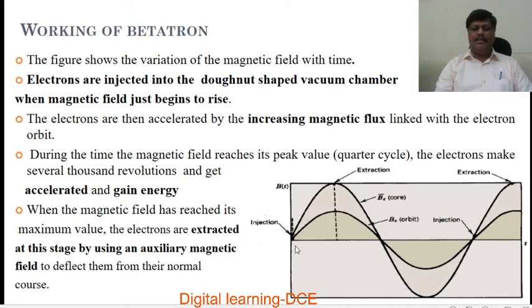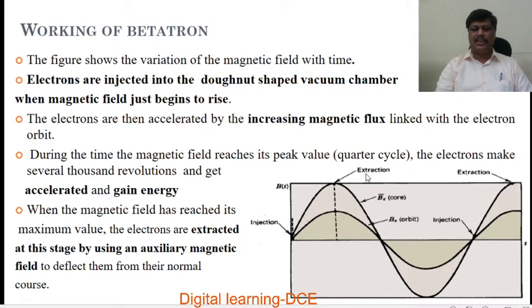During the time the magnetic field increases from 0 to its peak or maximum value, that is a quarter cycle, the electrons in the orbit make several thousands of revolutions and get accelerated and gain energy. When the magnetic field has reached its maximum value, the electrons are extracted.